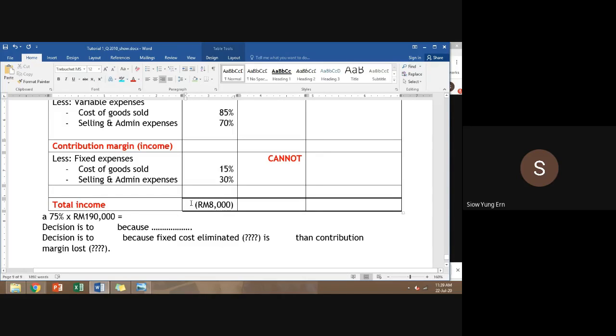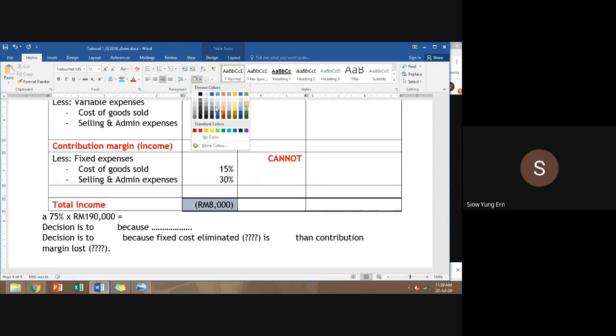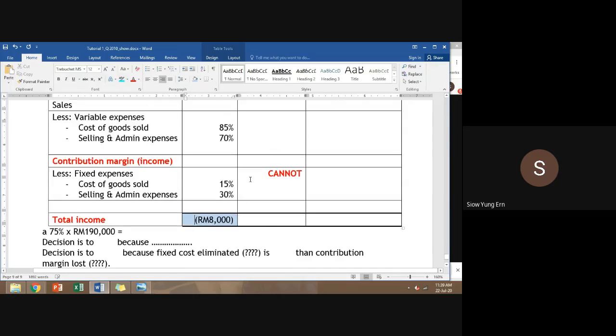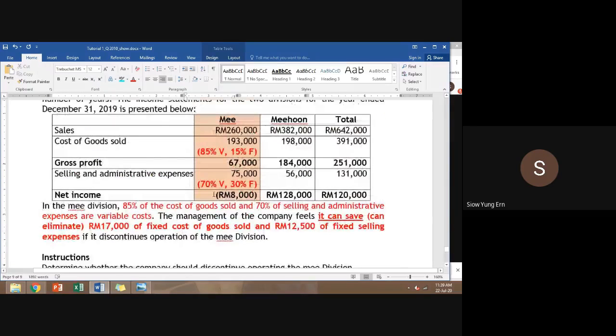Okay, so as usual, class, this one we need to compare to your original question. It is negative 8,000. So we only rearrange inside. We break it off to variable, we put it together, and fixed, we put it together. So it's just the way of displaying your items. We just change the position of it. So you should get back the same net income.